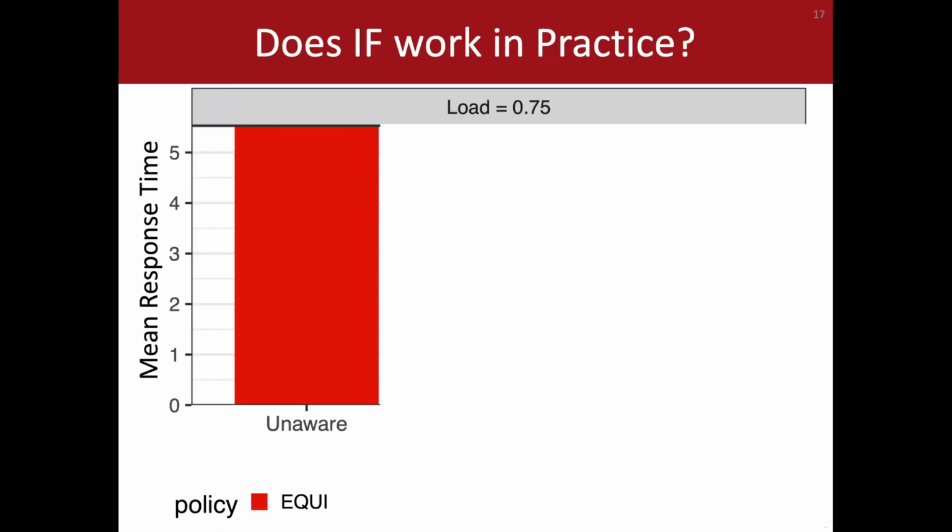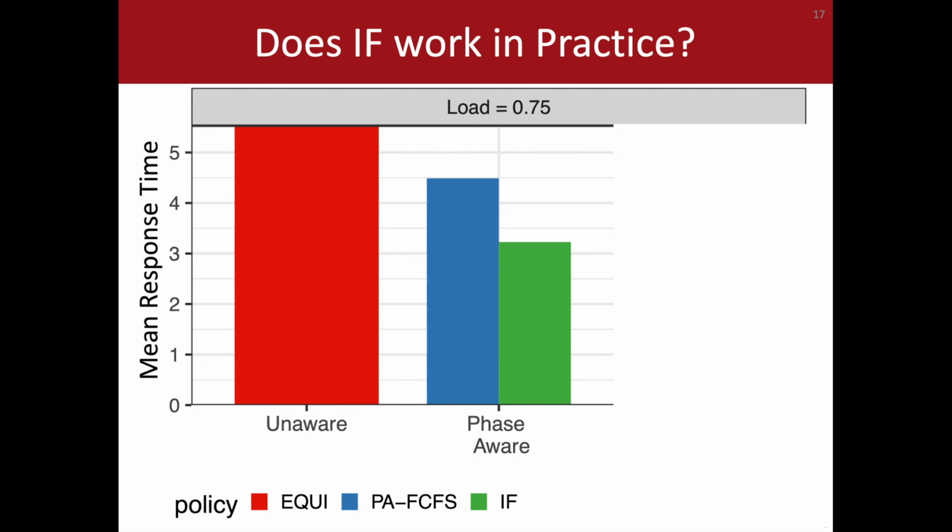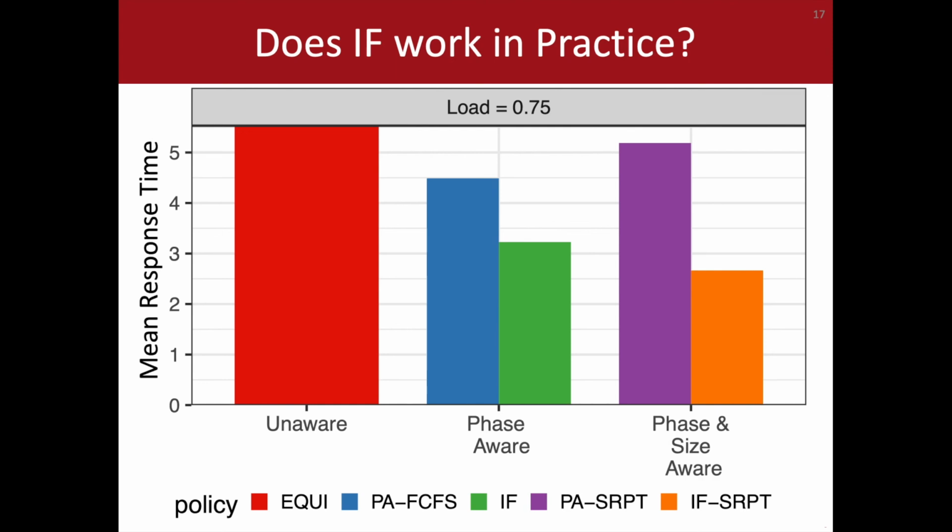Unsurprisingly, the mean response time under a phase-unaware policy like Equi is off the charts. If we look at phase-aware policies, we see that even though IF is not optimal because we're violating our theoretical assumptions in this case, IF still outperforms PAFCFS by about 30%. If we consider the case where the scheduler knows the size and structure of queries, we can further improve mean response time by using IF-SRPT. Surprisingly, phase-aware SRPT does even worse than first-come, first-serve because it fails to defer parallelizable work.